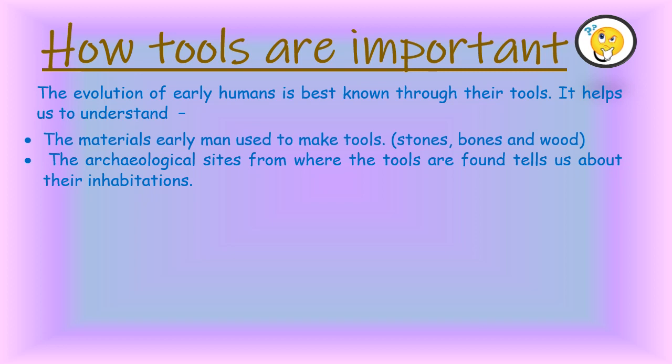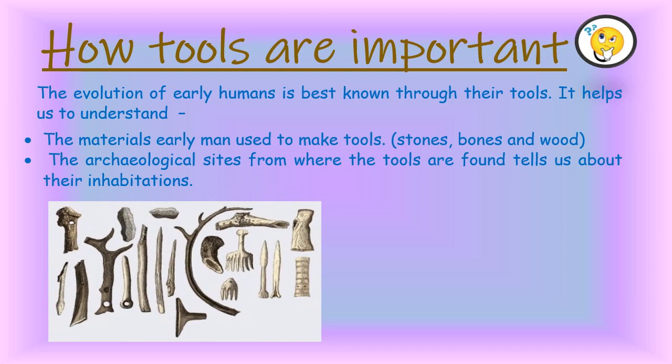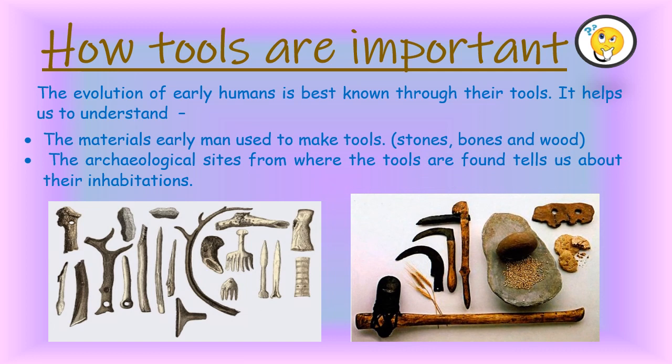And to know more about their lifestyle, how they used to hunt, how they used to protect themselves from wild animals, how they used to do agriculture. For getting all this information, it is really important to study tools. These are the examples of tools which were used by early humans. See, these are the different tools which were used by early humans. So children, importance of tools is clear? Good.